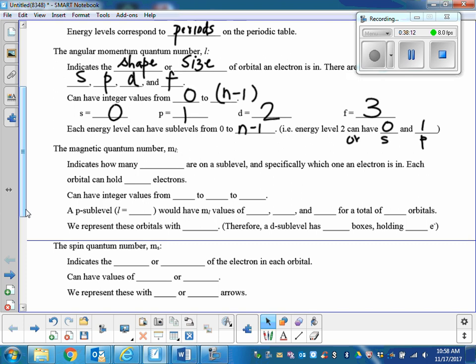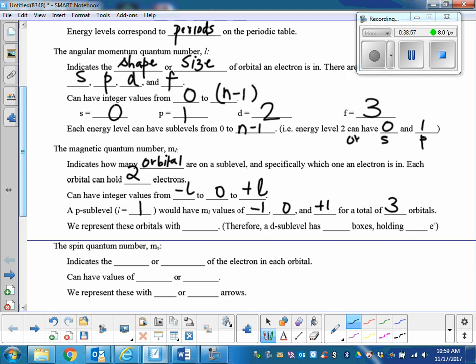Okay? So the magnetic quantum number indicates how many orbitals are on a sublevel. Specifically, which one an electron is in. Each orbital can hold how many electrons? 2. What are the possible values of ML? It can range from minus L to 0 to plus L. For sublevel P, what is the value of L? L is 1. So ML would have values of minus 1, 0, and plus 1 for a total of how many orbitals? 3 orbitals. We represent these orbitals with boxes. Therefore, a D sublevel has how many boxes? Holding how many total electrons? 10.